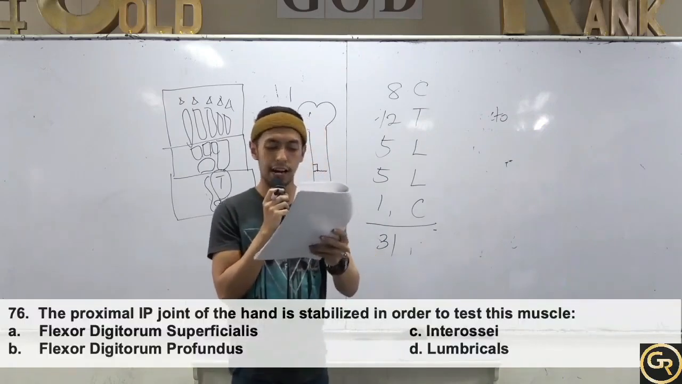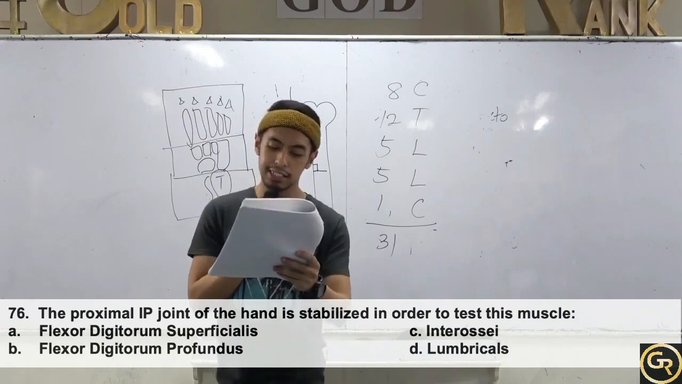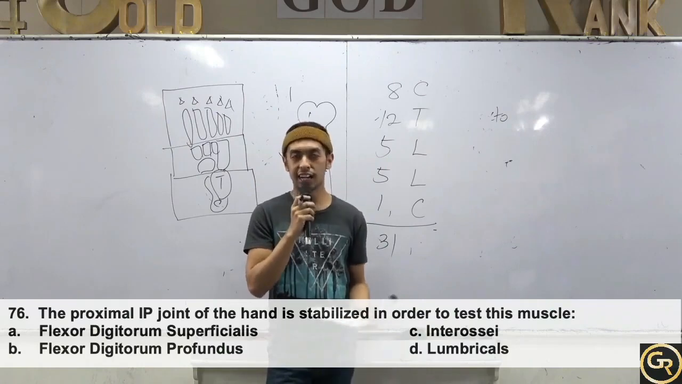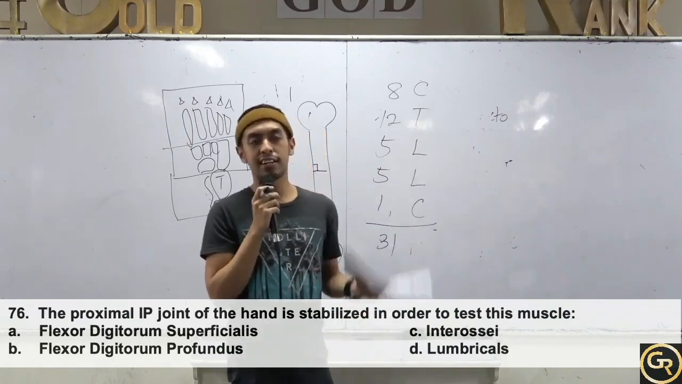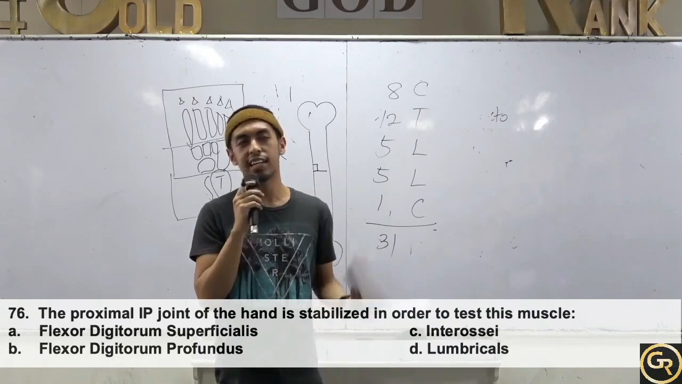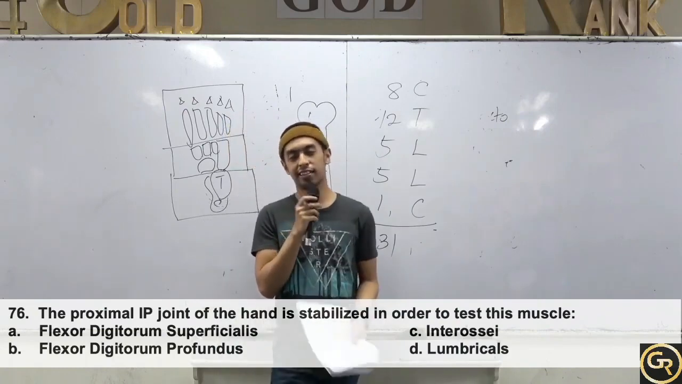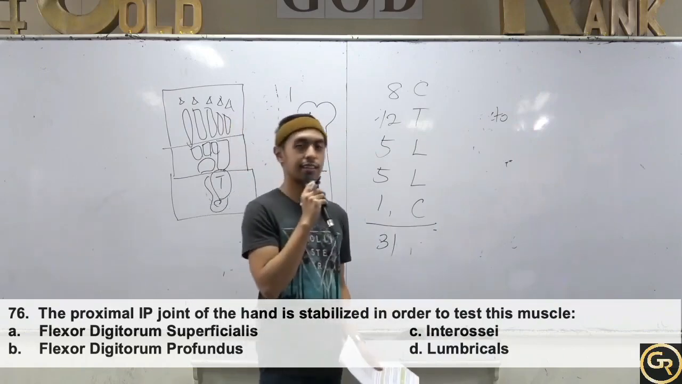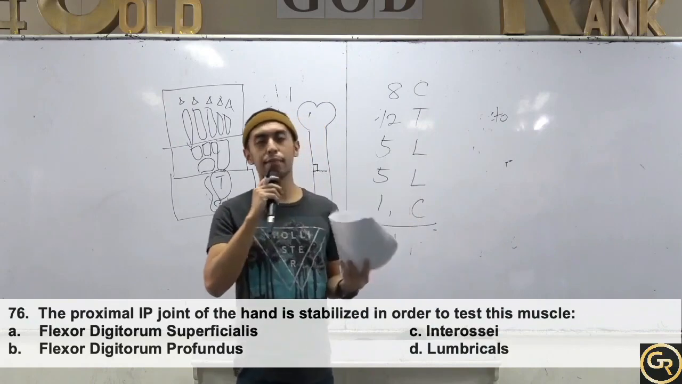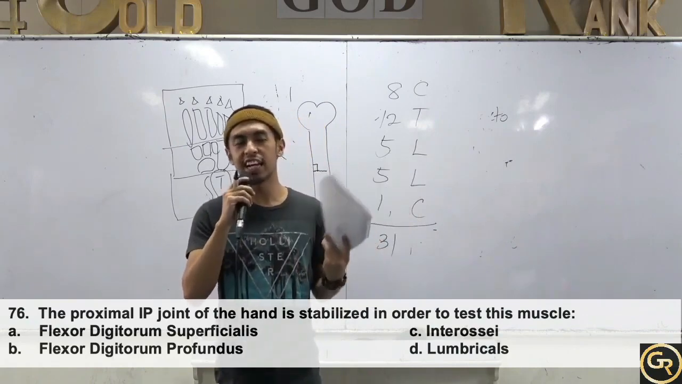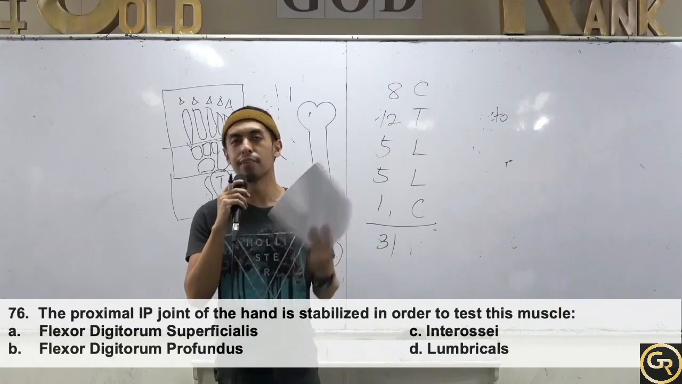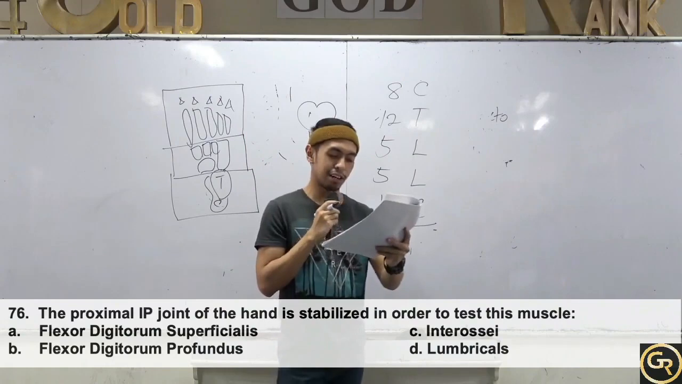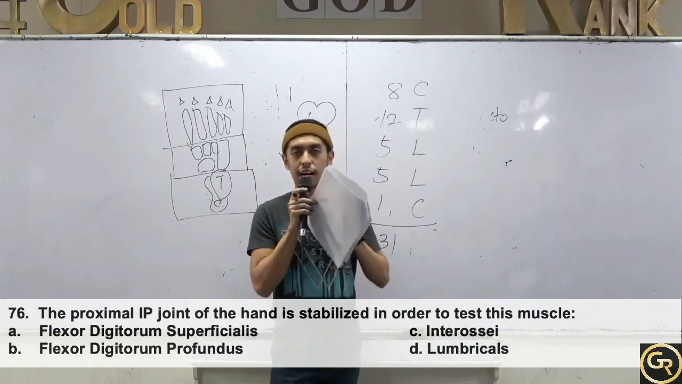76, the proximal IP joint of the hand is stabilized in order to test this muscle. Sino po to? It's your FDP, right? Because your FDP primarily flexes which joint of the hand? It's your DIP, or your distal interphalangeal joint. Okay? Kailangan nyo pong stabilize si PIP so to prevent any further additional actions coming from other muscles such as your FDS. Okay? So again, for this one, it should be your FDP for the DIP joints.